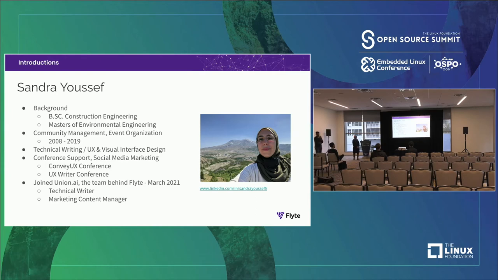I looked at some certificates at the University of Washington, starting with a technical writing certificate. I TA'd some content strategy classes and then earned a UX and visual interface design certificate just last month. I slowly found myself going into the world of conference support and social media marketing for two UX conferences, Convey UX and UX Writer, which in turn brought me to Union.ai, the team behind Flyte, just in March of this year. I started off as a technical writer, and now I'm in the marketing department as a marketing content manager.